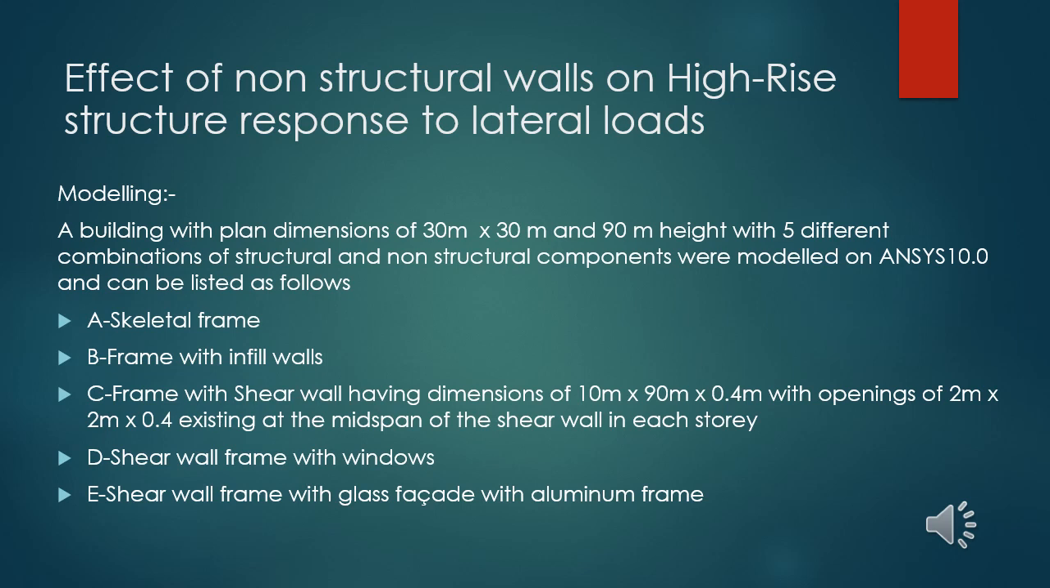First, the skeletal frame without adding any non-structural components to it. Second, the frame but after adding infill walls. Third, the shear wall frame with openings at the midspan in the shear wall at each floor. Fourth, the shear wall frame but with windows. And finally, the shear wall frame with glass facade covered by aluminum frame.